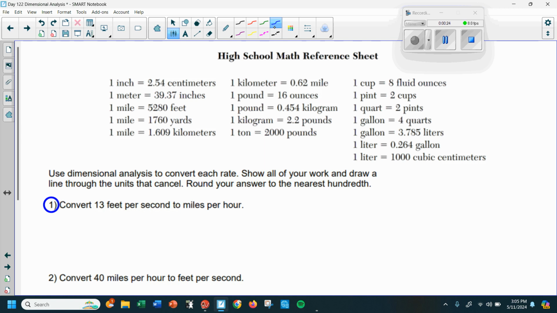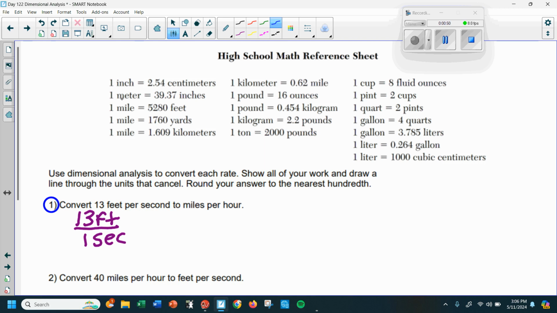Okay, so the first thing you do is you set up a fraction. 13 feet for 1 second. So that's what 13 feet per second looks like as a fraction. 13 feet for every 1 second. Now the goal is we want to get it into miles per hour. So first we have to think of how we get feet into miles.